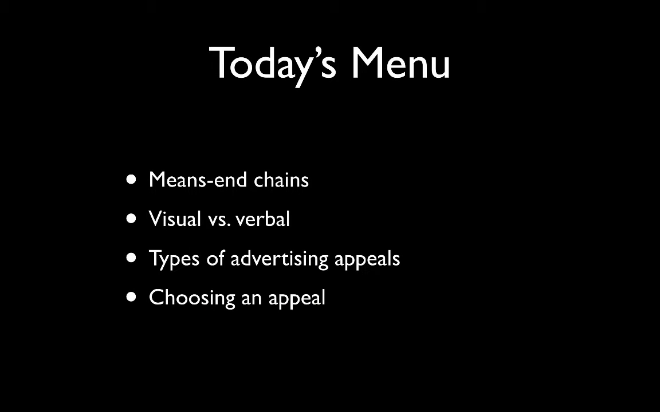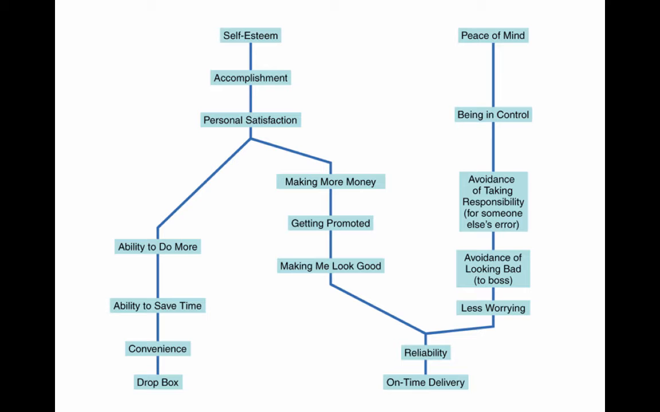Okay, we're going to talk today about means and chains, visual versus verbal communications, and we'll spend most of our time talking about types of advertising appeals, and then we'll talk a little bit about choosing an appeal. Means and chains, or laddering as it's sometimes referred to, is really popular in ad agencies, and the idea is that it's a way to really understand what's at the core of a person's interest in a product.